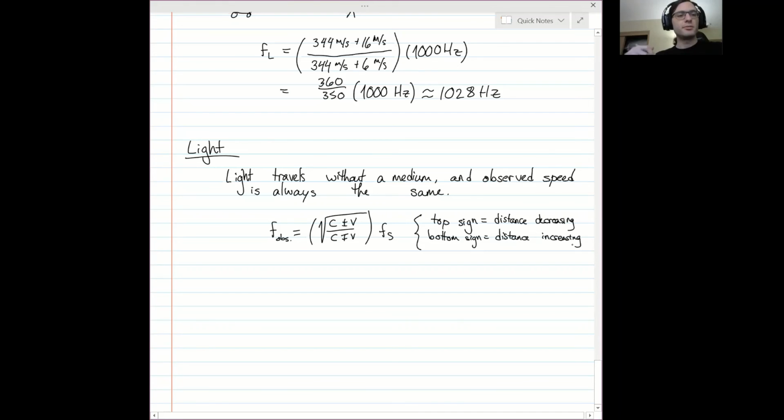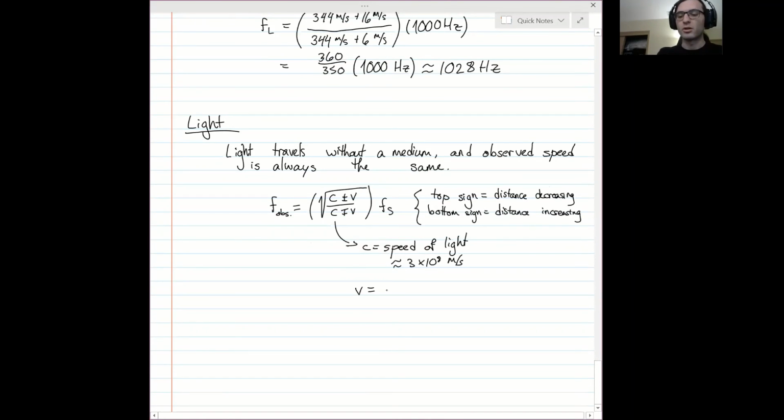Whereas in the case with sound, we had a listener speed and a source speed, here we don't have that. There's just c, the speed of light, which is approximately equal to 3 × 10⁸ meters per second, very, very fast. And then v is the relative speed between the source and observer.